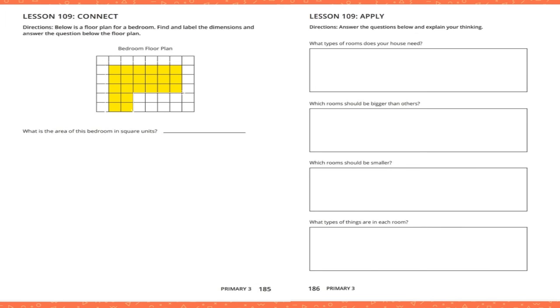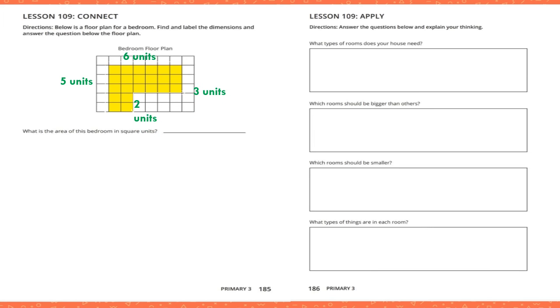Lesson 109, the connect part. Below is a floor plan for a bedroom. Find and label the dimensions and answer the question below the floor plan. Now, to know the length of the upper side, we have to count the square units. So it will be 6 units. And the left side will be 5 units. And the right one will be divided into 3 units and 2 units.